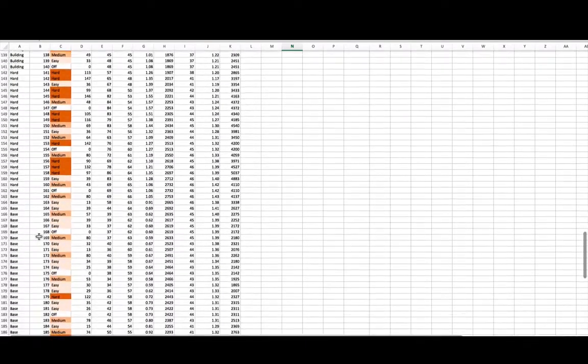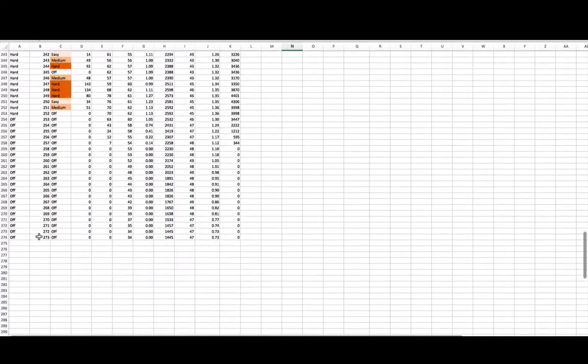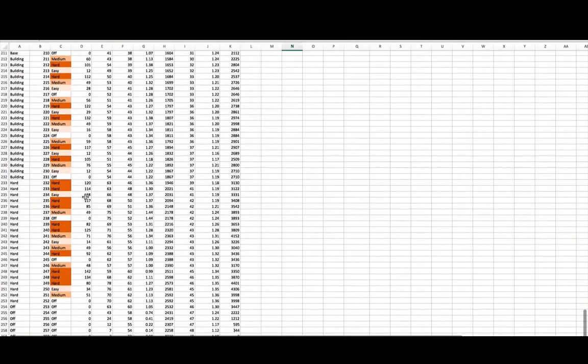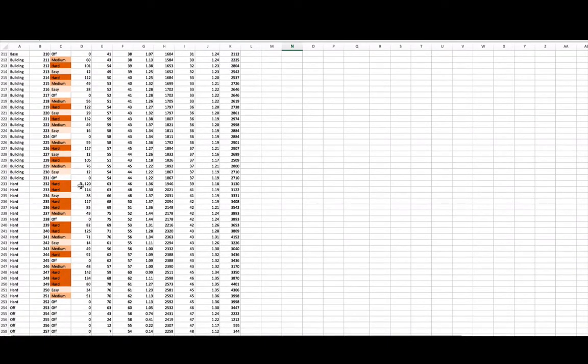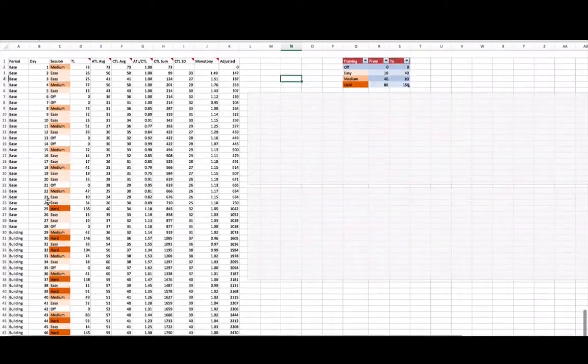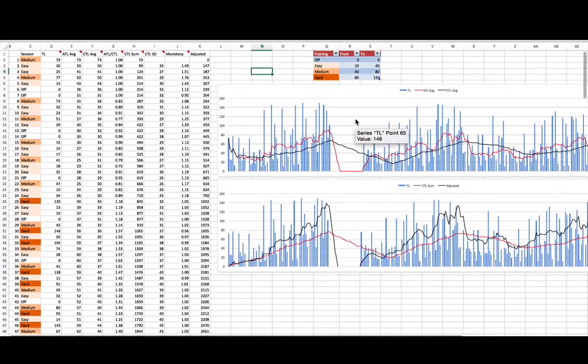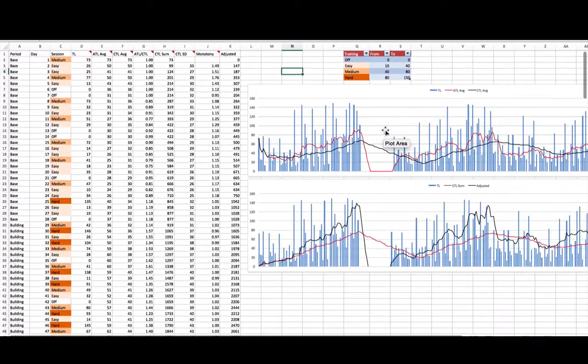Then we basically repeat base, building, and hard training, with a slight modification that the hard training is becoming really hard over here, and that can be visualized on a graph over here. So let's cover the first graph. The vertical bars are the daily training load, in arbitrary units, and as you can see, this phase over here, the one I mentioned before, has a lot of hard sessions.